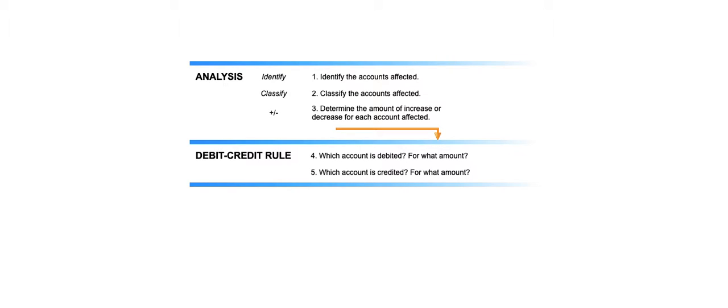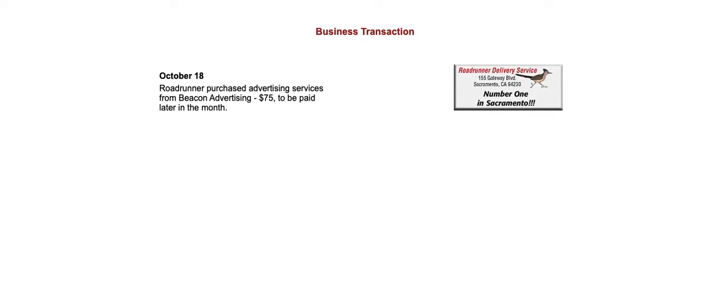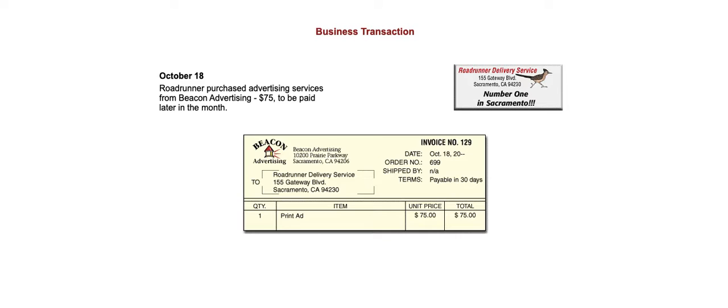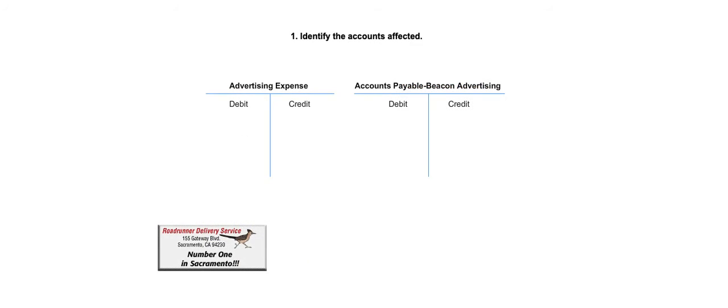Let's apply the rules of debit and credit to revenue, expense, and withdrawals transactions. On October 18th, Beacon Advertising prepared an advertisement for Roadrunner. Roadrunner will pay Beacon's $75 fee later. To complete the transaction, we will walk through each of the steps. 1. Identify which accounts are affected. Advertising expense and accounts payable Beacon Advertising are affected.